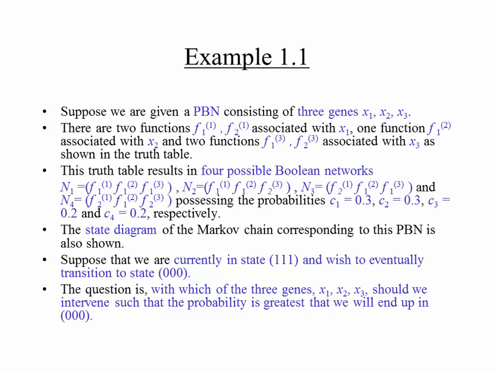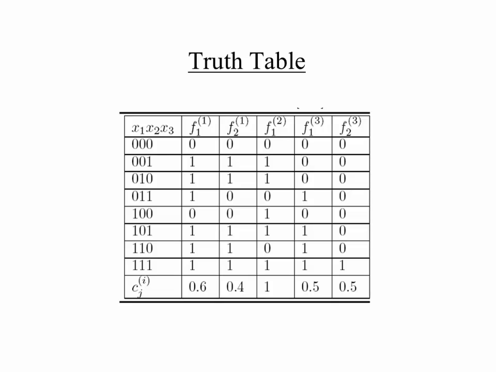So suppose you have a PBN consisting of 3 genes. We want a simple example, 3 genes that can take on binary values. So how many states are you going to have? There are 3 genes, so 2 to the power of 3, 8 states. So you will have 8 states and then there will be a truth table. See, x1, x2, x3, 3 genes, you will have all zeros, all ones. So there are 8 possibilities here. This example is taken from that paper.